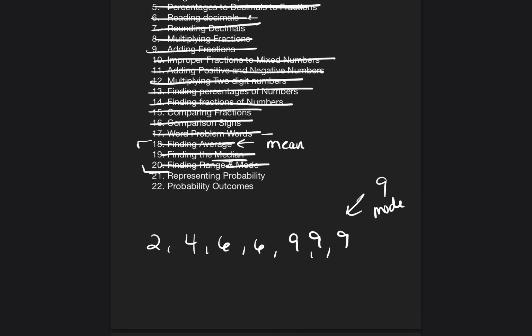So mean means average. Median means middle number when the numbers are in order. Range means you take the number that's the largest and subtract it by the smallest number. And the mode is the number that's most frequently seen.